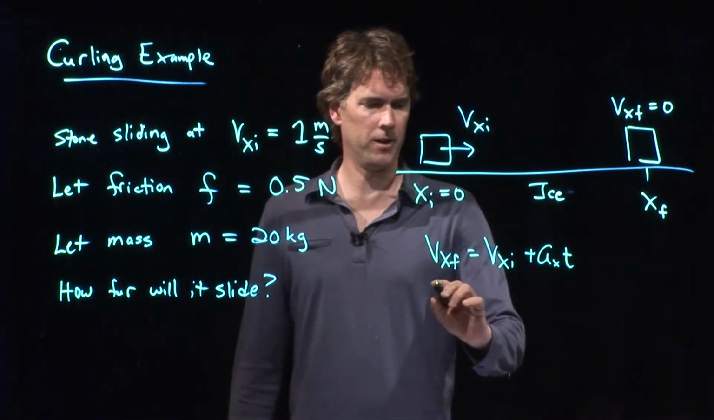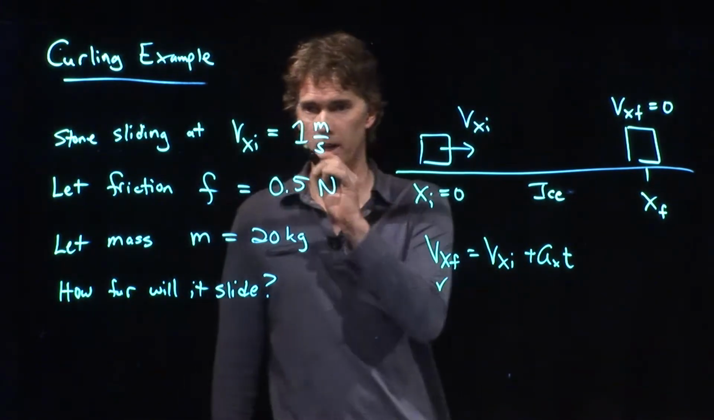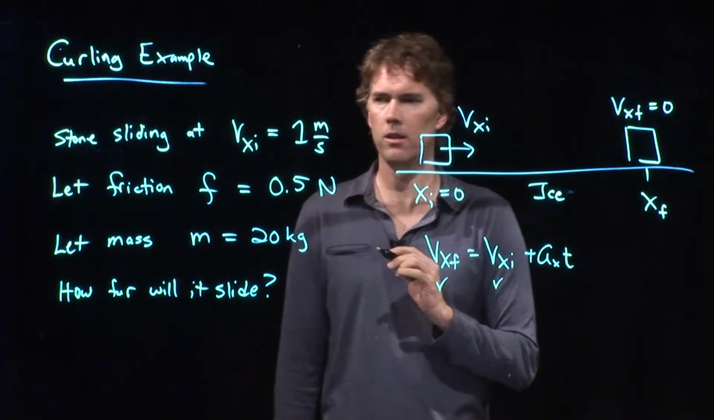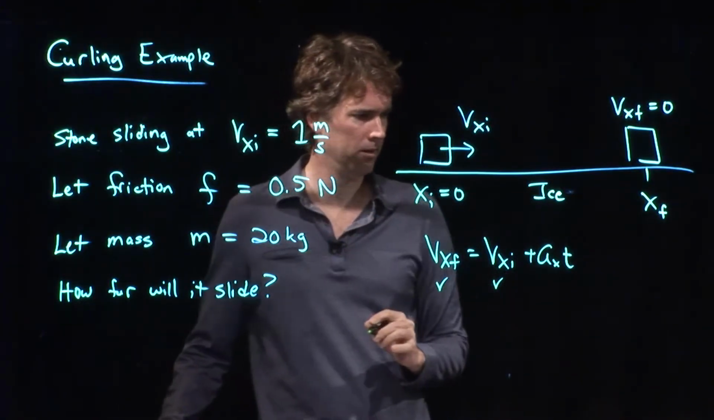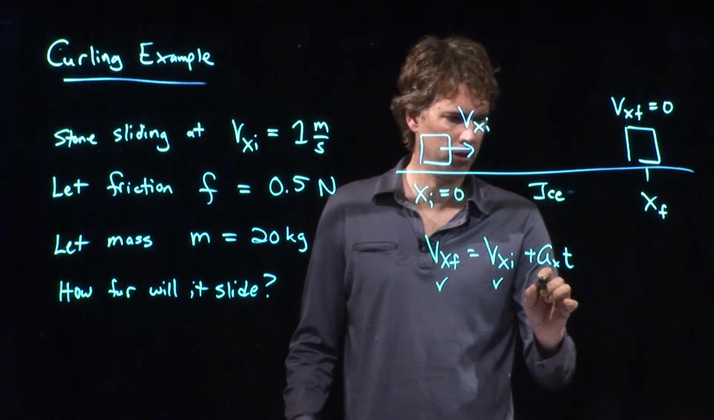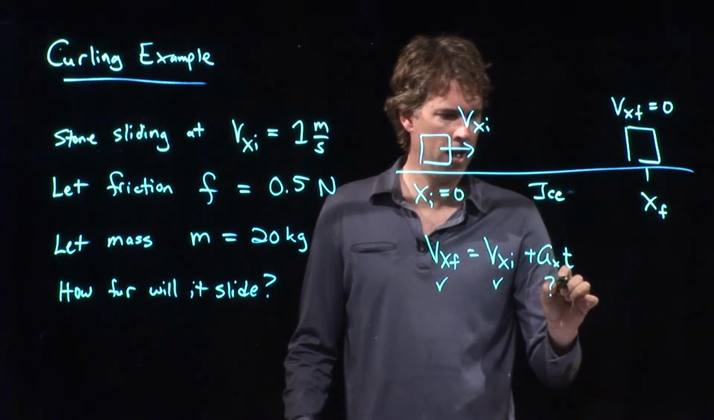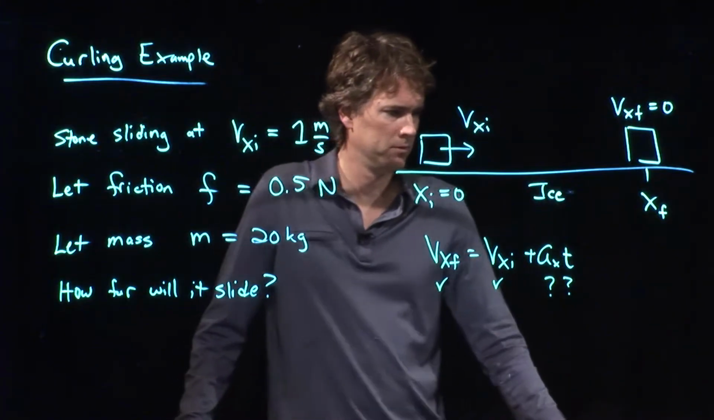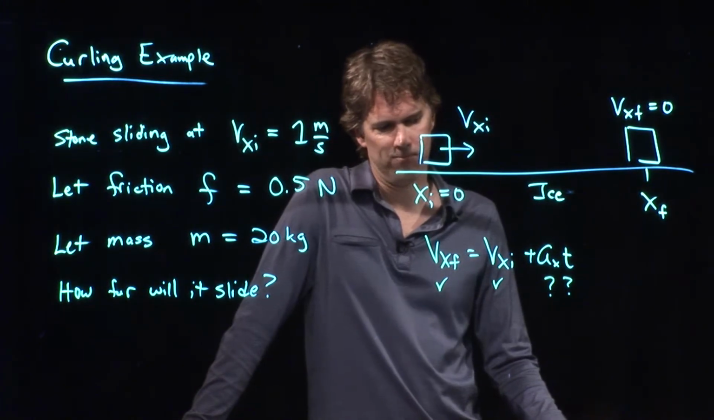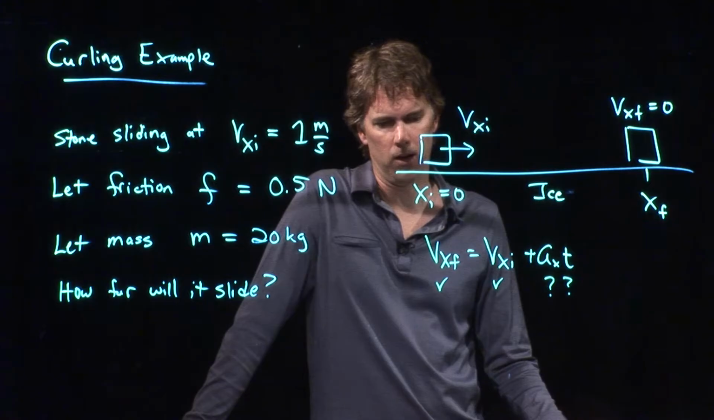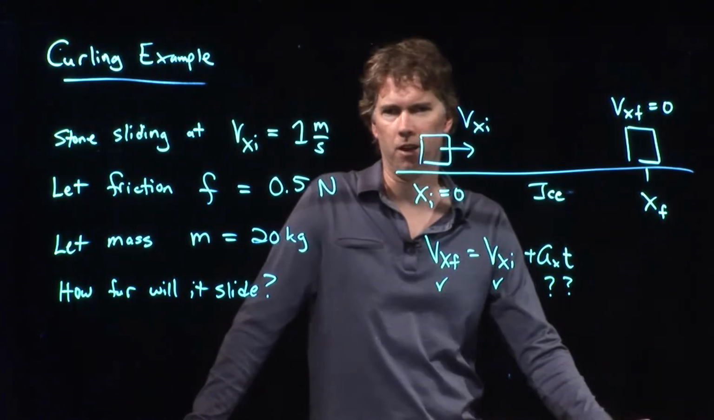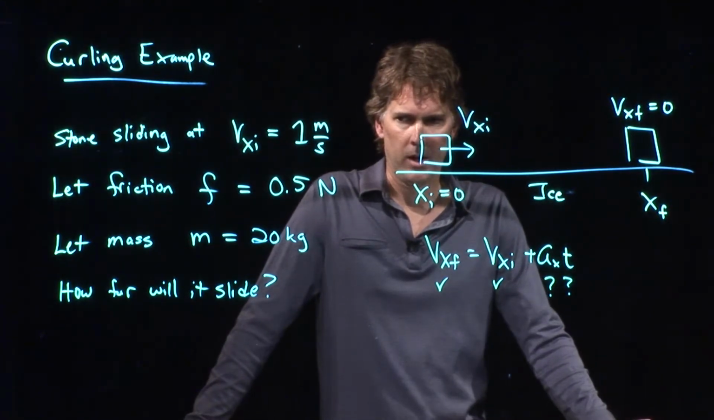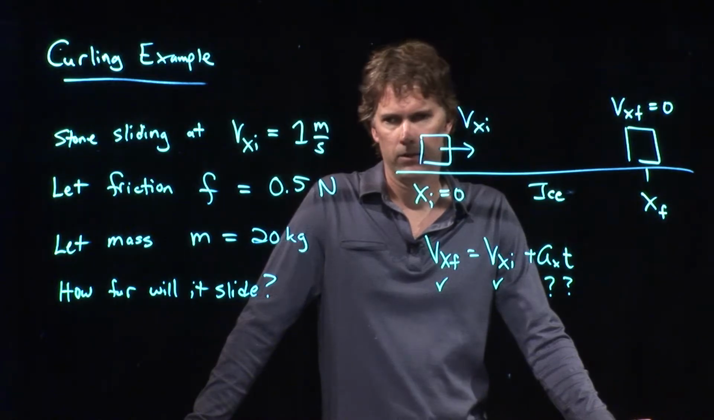We know Vx final, that's 0. We know Vx initial. That is 1 meter per second. We don't really know Ax yet, and we don't know T yet. So, not totally sure that equation is going to help us just yet, but let's leave it up there for a second. What other kinematic equation might we look at?